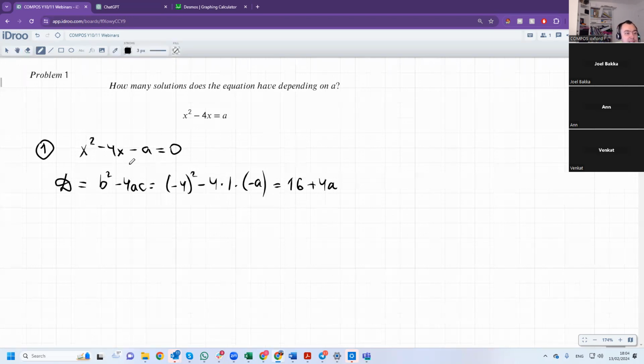Okay, so, and then, well, you know that if the discriminant is greater than 0, there's 2 solutions. If the discriminant is equal to 0, just one sec.